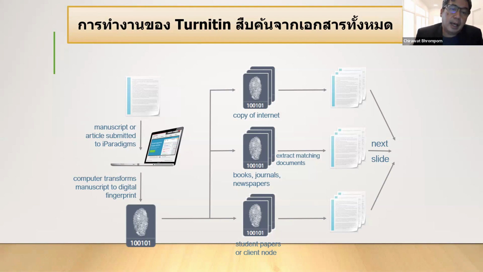Turnitin and iThenticate use the same technology. It starts when you submit your manuscript. Turnitin or iThenticate will transform your manuscript into a digital fingerprint, like binary code. You have a unique fingerprint, different from your friend, your colleague, even your parents.